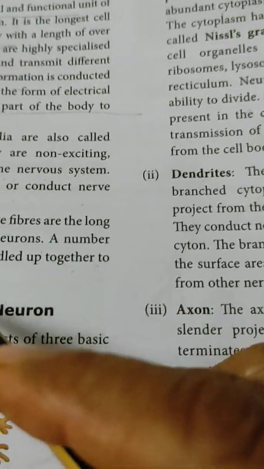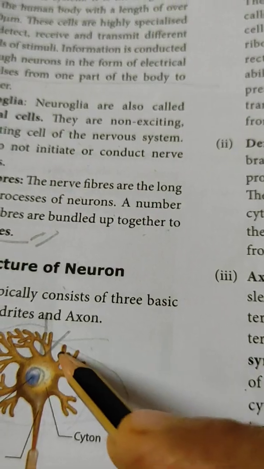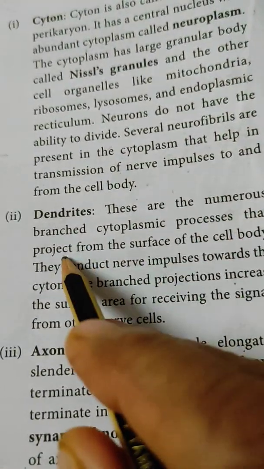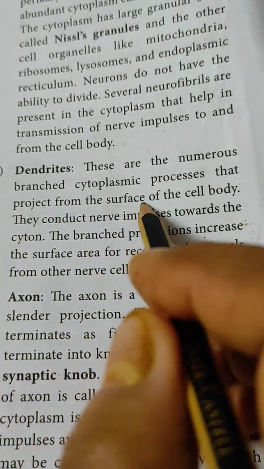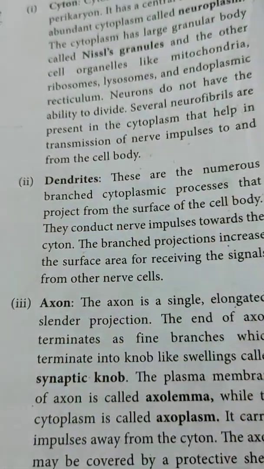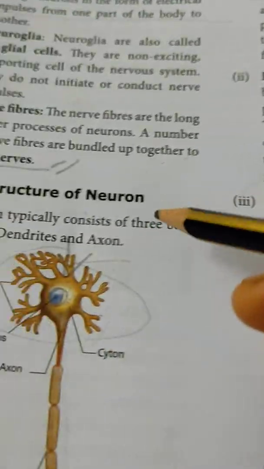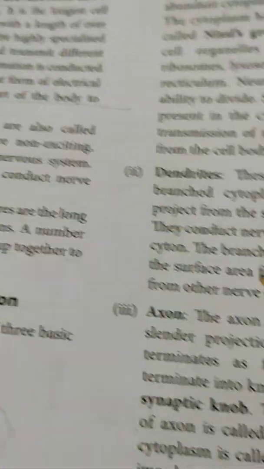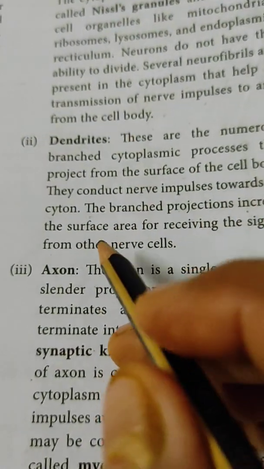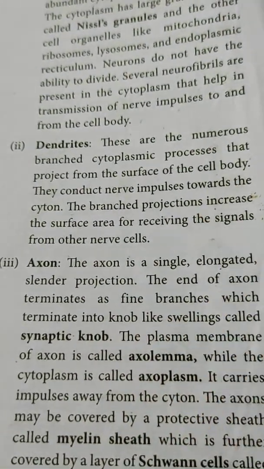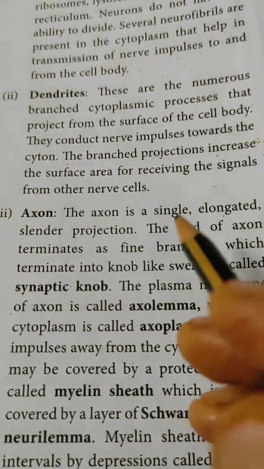Now the first part is called the cyton or cell body. Second part is called the dendrites, with so many branch-like structures. There are numerous branched cytoplasmic processes which project from the surface of the cell body. They are called the dendrites. They conduct impulses, that means they transfer the impulses, towards the cyton or cell body. The branched projections increase the surface area for receiving more and more signals from other nerve cells. That is only three sentences.